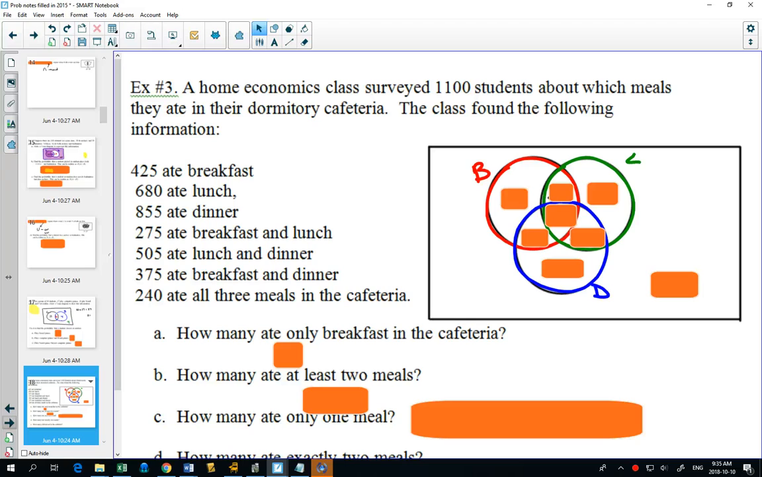Okay. Home economics class surveyed 1,100 students about which meals they ate in their dormitory cafeteria, and they found the following information. So you should be able to draw breakfast, lunch, and dinner, rectangle with everybody. Let's figure out what number we can put in here first. The middle one? How do you know the middle one? All 3 meals. So this one right here, I'll put a check mark beside it. That tells us that's 240. Perfect.